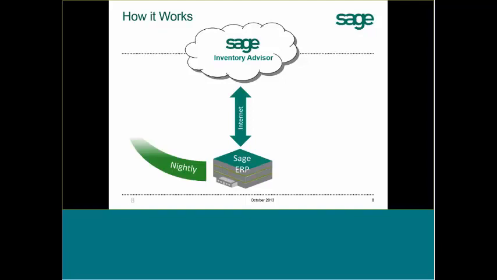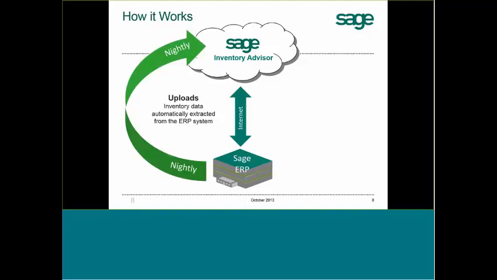But on a daily basis, Inventory Advisor is going to upload several files from your ERP system. It's going to upload your sales history, any orders that you have from your suppliers, any orders that you have from your customers, your on-hand physical balances, and if you do any manufacturing or kitting, it will upload your bill of materials file. That upload takes about 10 or 15 minutes, and then Inventory Advisor will disconnect from your ERP system. That information will go into your instance of Inventory Advisor, where it'll go through a series of calculations.